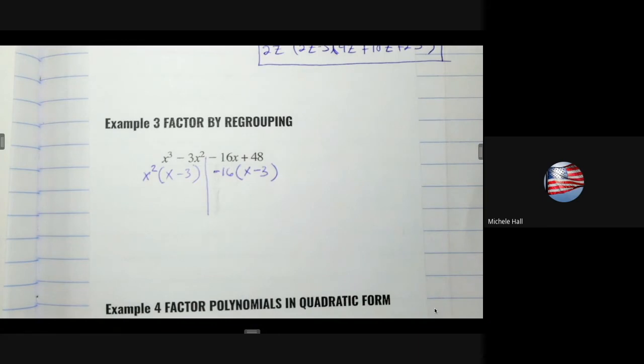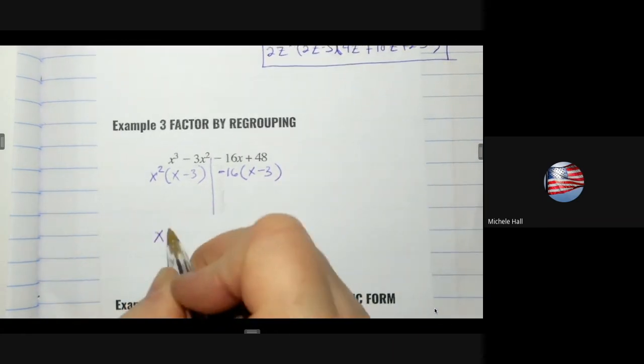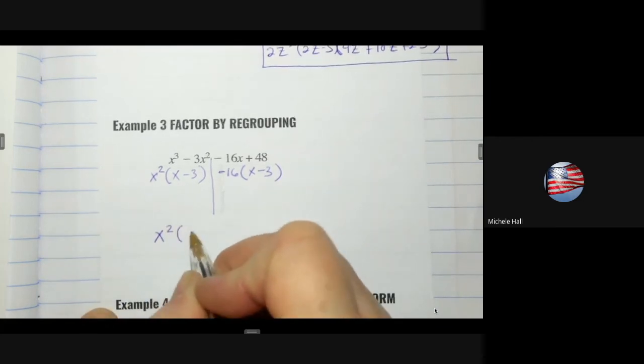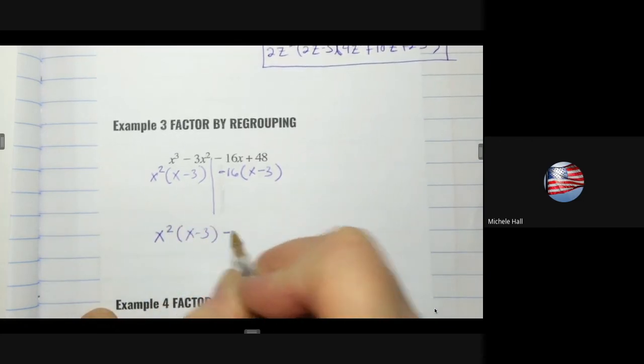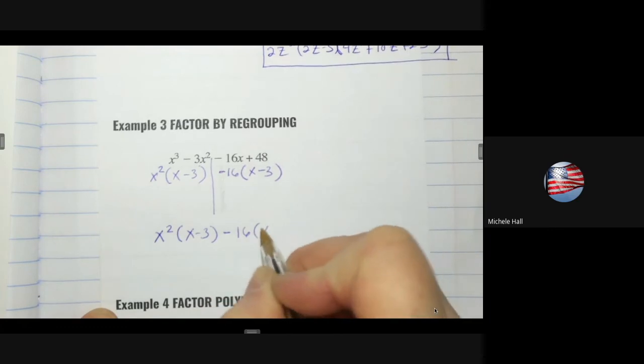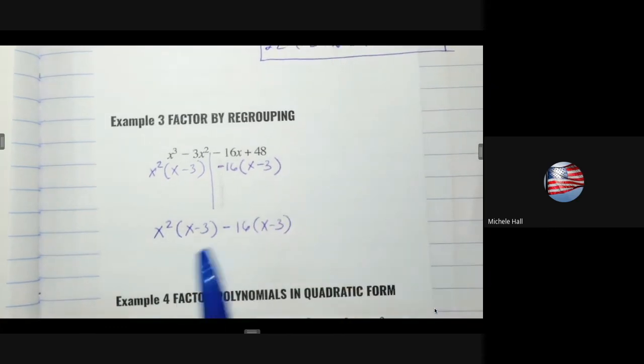Now, for your final answer, what you want to do here is we have x squared times x minus 3 minus 16 times x minus 3. We have 2 separate terms here. This is multiplying, so that's all one term. This is multiplying, so it's all one term. The subtraction sign here is showing us that we have 2 terms.